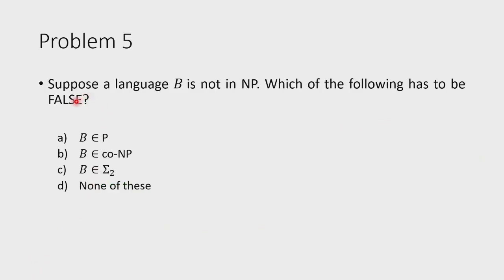The next problem is: suppose a language B is not in NP, then which of the following has to be false? B is in P, B is in co-NP, B is in Sigma 2, or none of these. So this is sort of the complement of the previous question, which asked what has to be true. Here it's which has to be false. So which of these options has to be false?